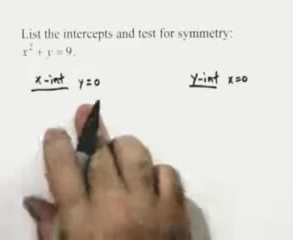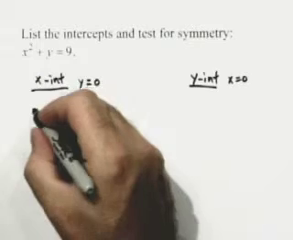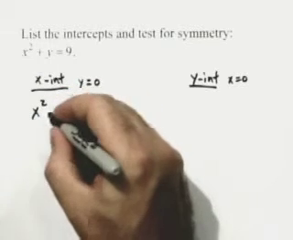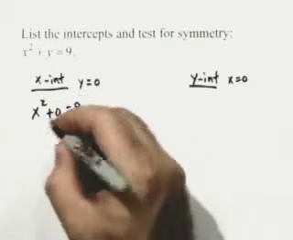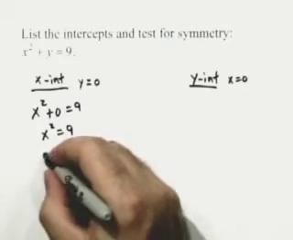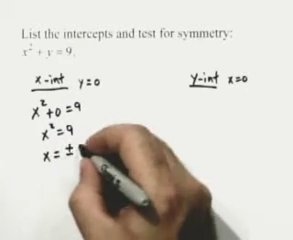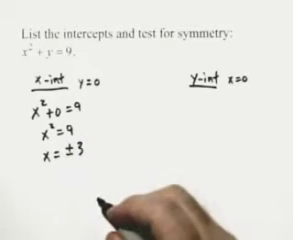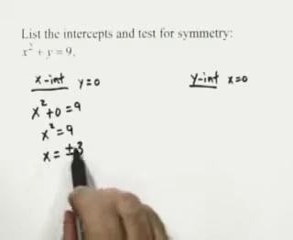To find the x-intercepts, we'll go ahead and put in y equal to 0 in our equation. We'll have x squared plus 0 equals 9, or x squared is equal to 9. Solving for x, we'll get x is equal to plus or minus 3. So the x-intercepts are plus or minus 3.